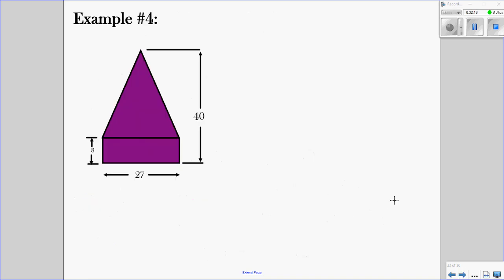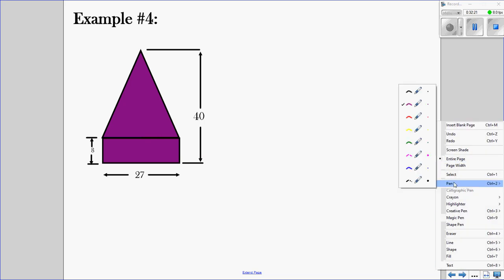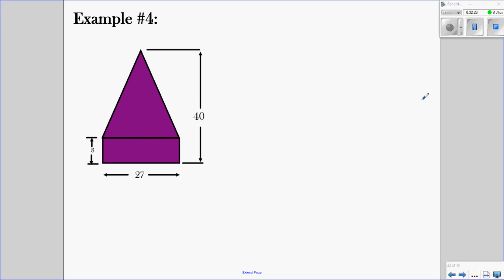Alright, so now this one, we're just combining the shapes and trying to find the total area. I'm going to use, so this is in purple. This part, the triangle is A, and then the rectangle is B. So for A, since it's a triangle, it's half base times height. So half the base of the triangle, this is the same as the top, so this would be 27.